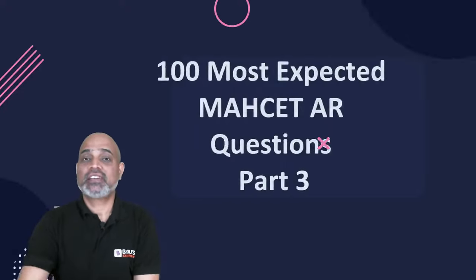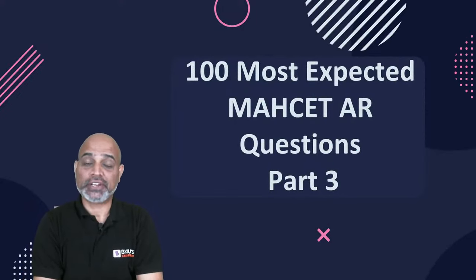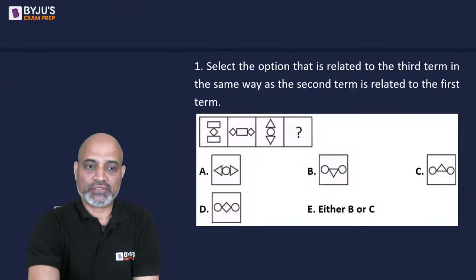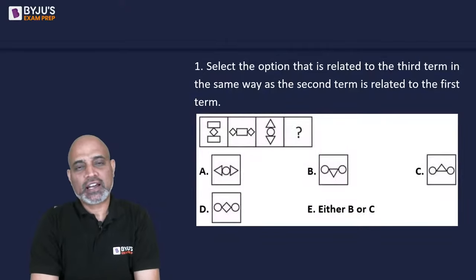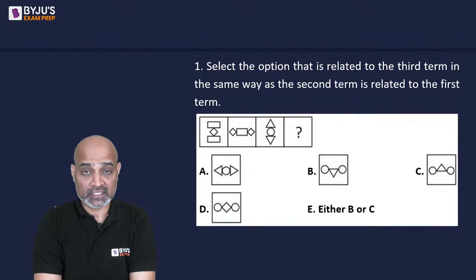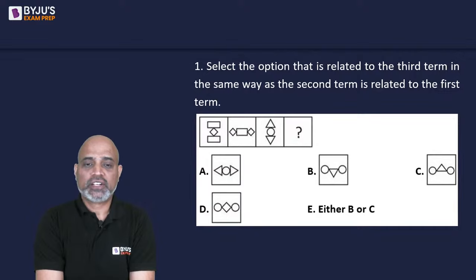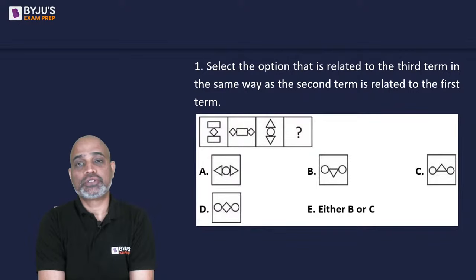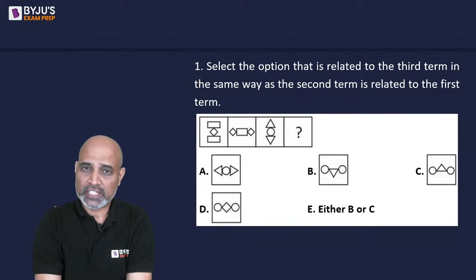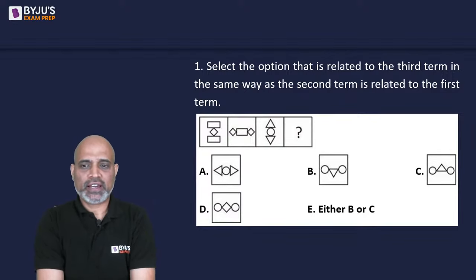My name is Navin, and today we will be looking into part 3 of most expected AR questions in MAHCET. As in the previous two sessions, we have seen how visual reasoning, or analytical reasoning, not exactly only visual, but questions related to dice, questions related to cubes, are attempted and how do we solve them. So let's solve some of the questions today as well, and let's see if we have got some unique questions that we haven't done so far.